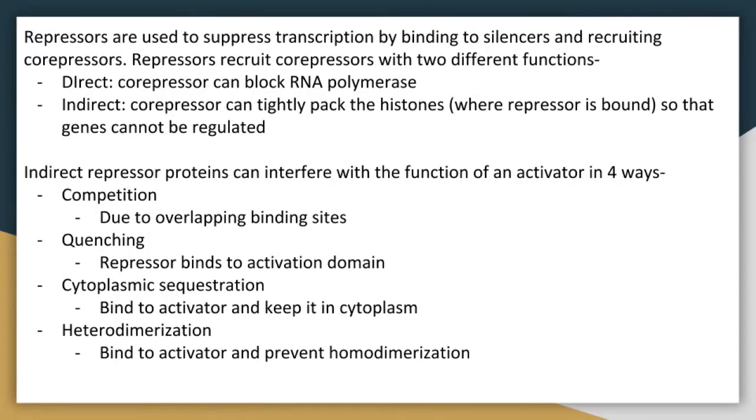So we have repressors and co-repressors. Repressors are used to suppress transcription by binding to silencers and recruiting co-repressors. Repressors recruit co-repressors with two different functions. Either the direct way, where co-repressors can block RNA polymerase, or the indirect way, where co-repressors can tightly pack those histones so that RNA polymerase cannot enter and the genes cannot be expressed.